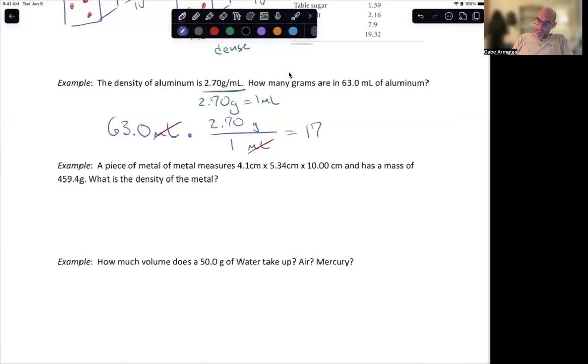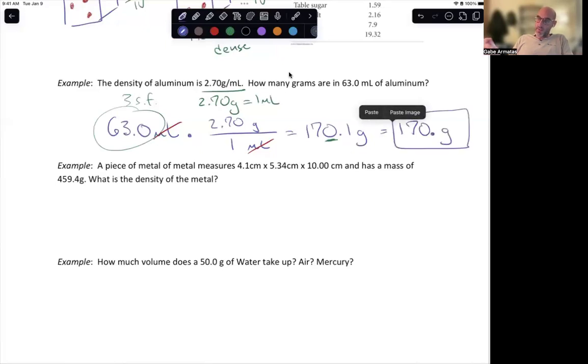So we'll talk about two things here. 170.1 grams is what I got in my calculator. This has 3 sig figs. My answer should have 3 sig figs. So I'm going to underline there. I'm going to round to that. My answer should be 170. We'll put the decimal there because it needs to be there. That's correct. So 170 grams. Great. So again, we're using density as a conversion.